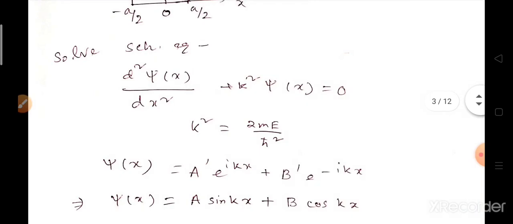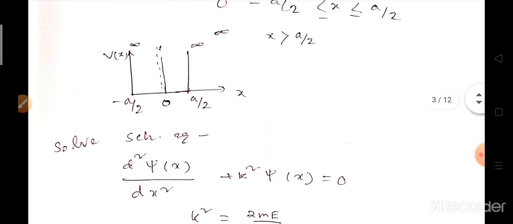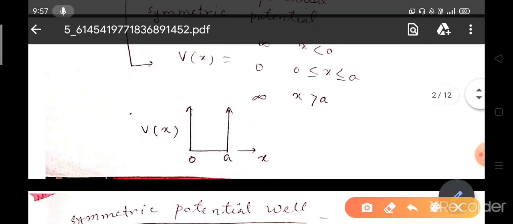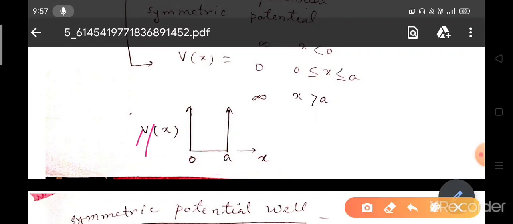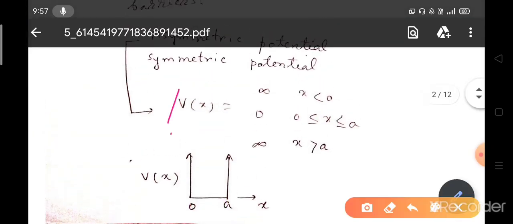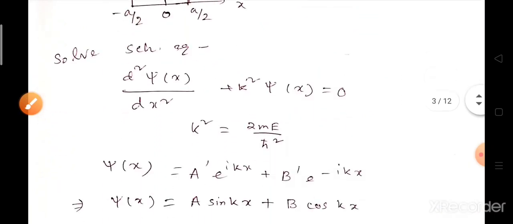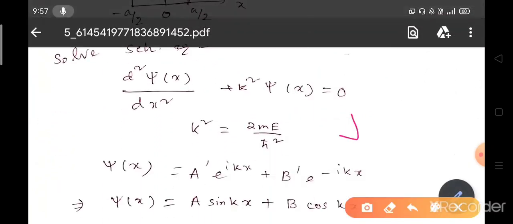So for the asymmetric box potential, we take the box of length 0 to a. So we are choosing this diagram, or this potential. Okay, so it is from 0 to a, otherwise it is infinite. So V is 0, which means the potential is 0 inside the box.